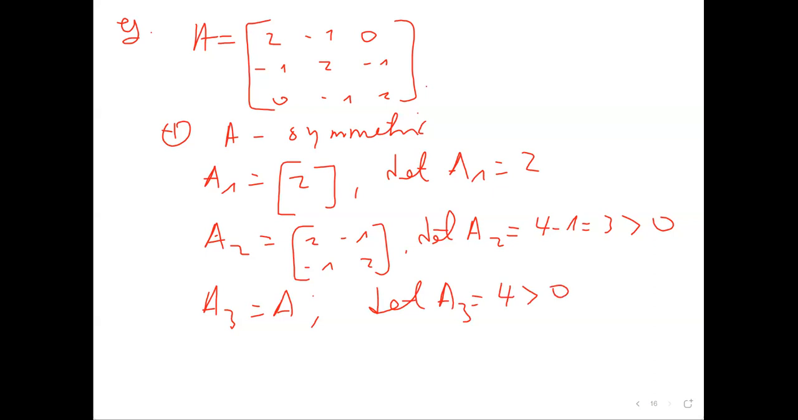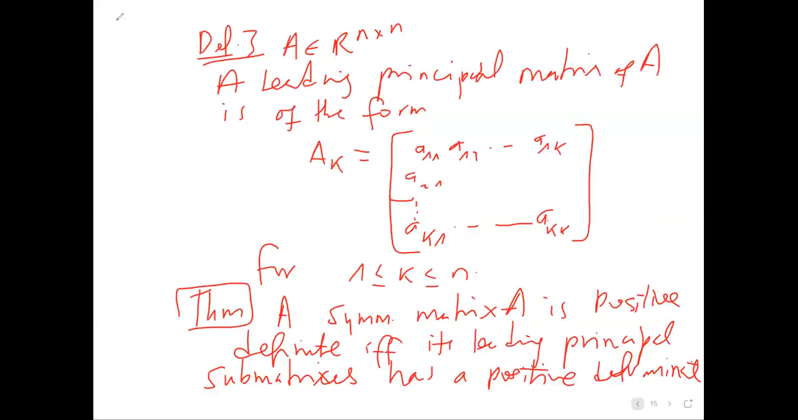So how are we creating this A1, A2, A3? A1 is this one, A2 is this one, and then A3 is the whole matrix. So if you have an n by n matrix, then your leading principal matrix of A is of this form, where k is less than or equal to n. Right, so in some sense, you are taking a matrix A which is k by k.